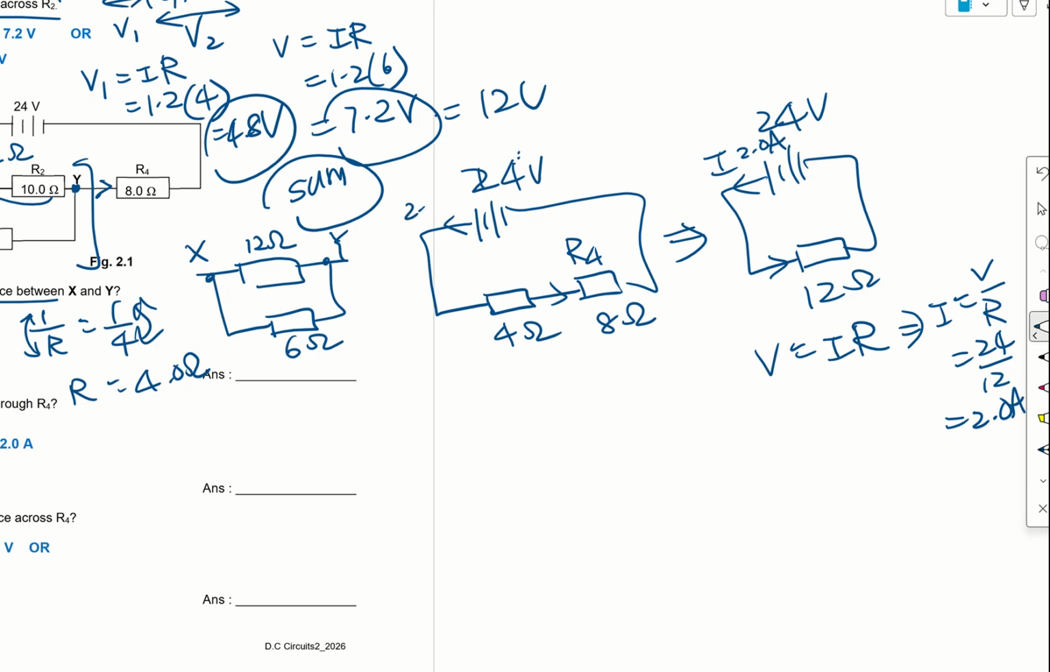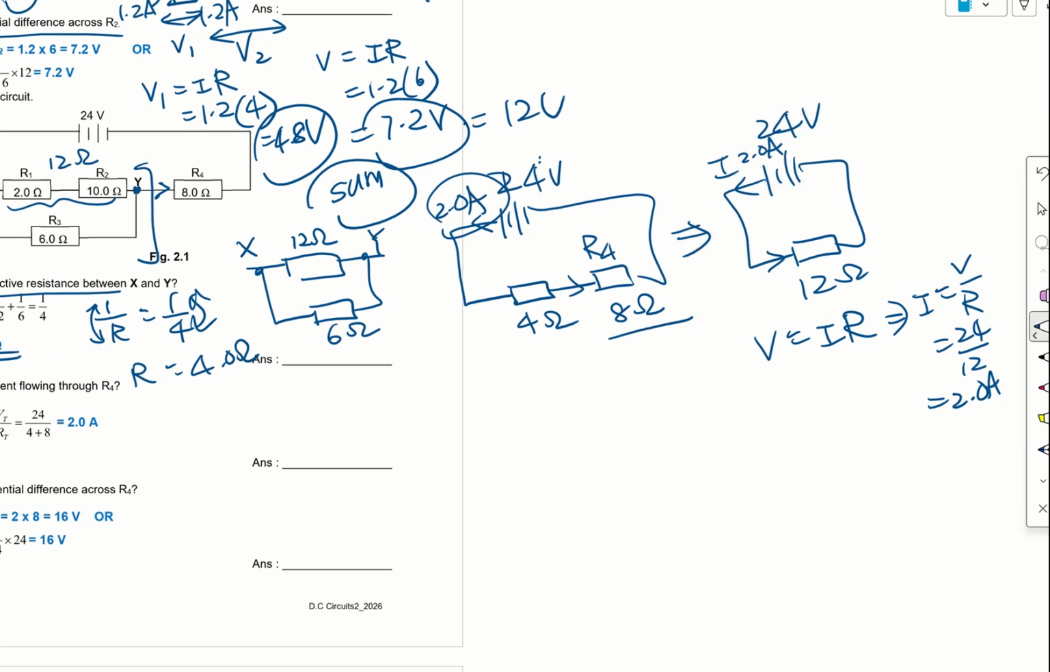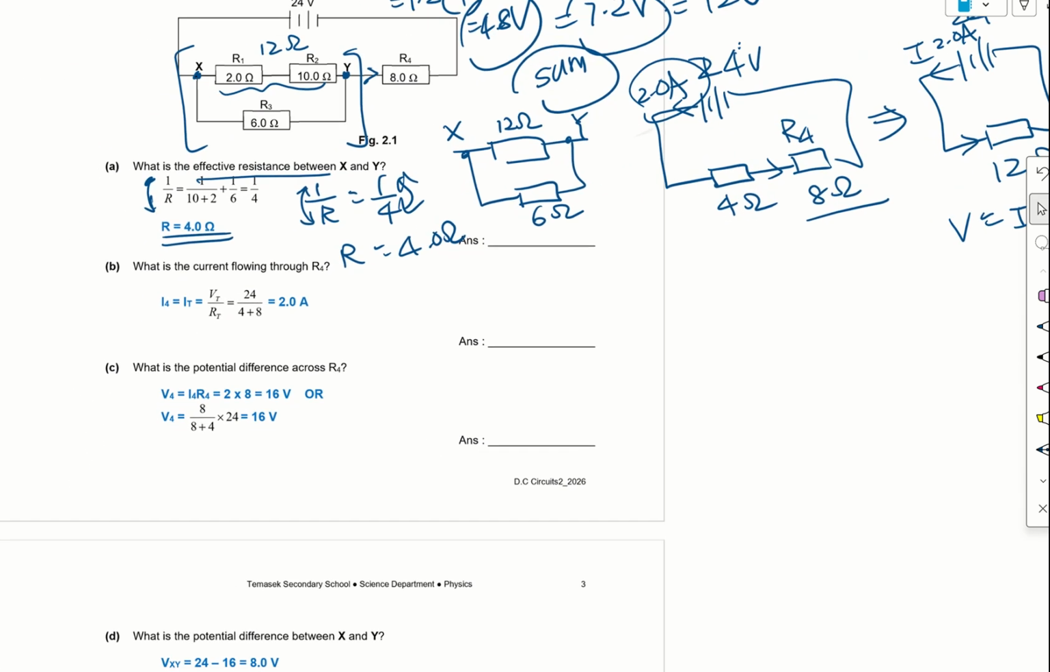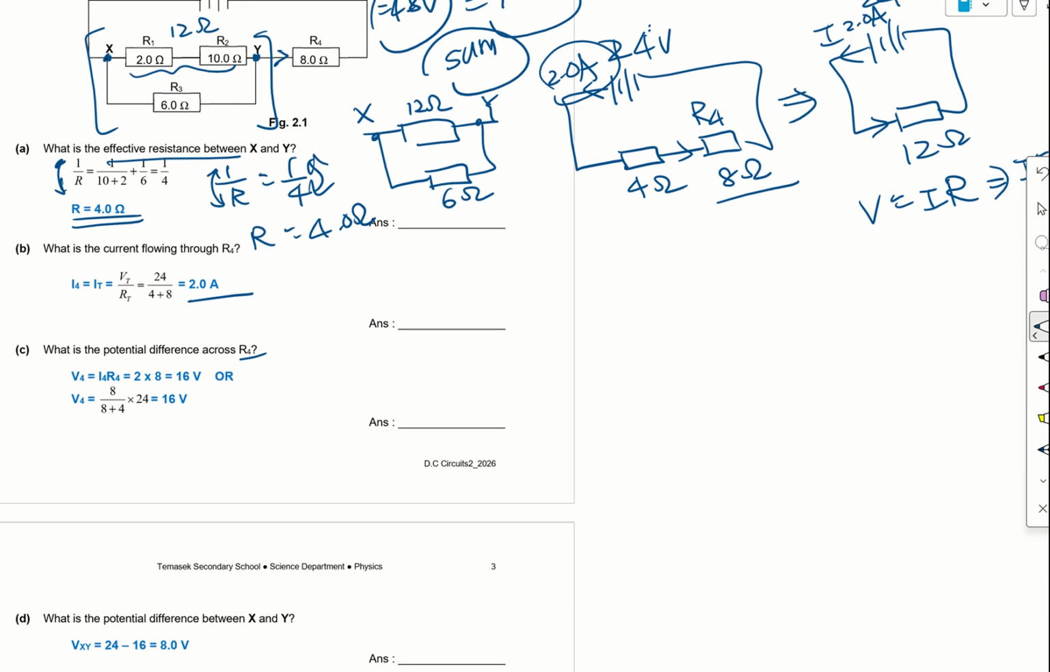So if I were to fit this back to this first circuit, or this circuit that we have redrawn, we know that the current in series is the same. So the current that flows through the 8 ohm will be 2 ampere. Now they want us to find the potential difference across R4, which is this. So 2 ampere is the current that flows through. We have the resistance as 8 ohm. So using V equals IR, the I is 2, R is 8, so we get 16 volts.